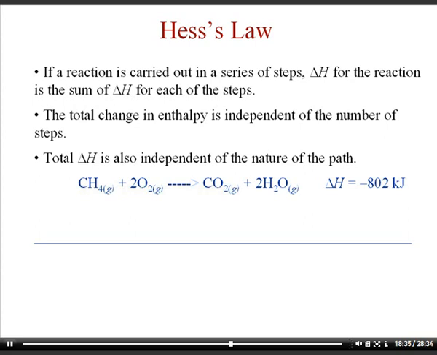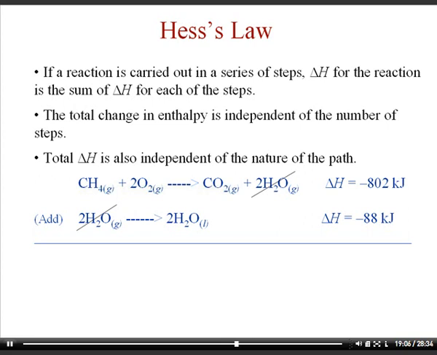We have methane being burned: CH4 gas plus 2 oxygen molecules, that's obviously a gas, yields a carbon dioxide molecule and 2 waters. And water is a gas in this example. We're going to add to that a reaction where gaseous water is condensed into the liquid, and we recognize these numbers from the previous slides. We have negative 802 kilojoules being released for the first reaction. We have negative 88 kilojoules being released for the second reaction.